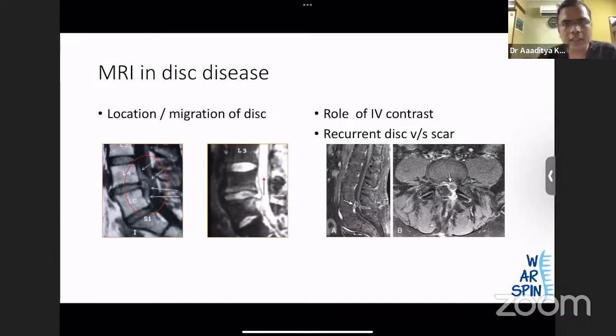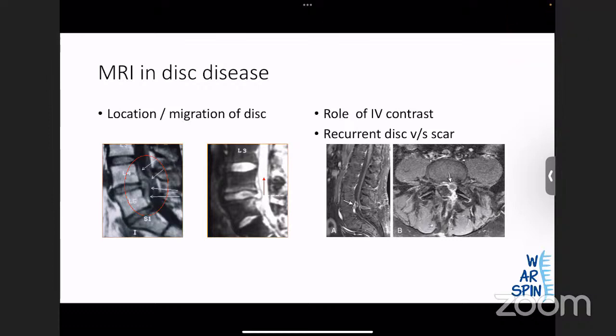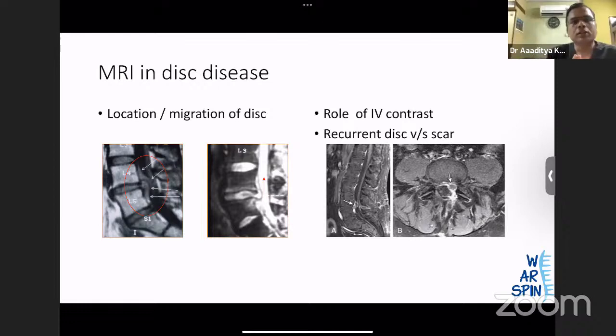It has a role in revision cases, or rather cases where we are expecting recurrent disc prolapse, because whenever we do IV contrast MRI in such patients, if ring enhancement is seen, which is shown over here, then this is typical of recurrent disc. Whereas scar tissue, if it's there at that site, will be seen as a homogeneous hyperintense mass. It won't be a ring enhancement, like peripheral ring enhancement.